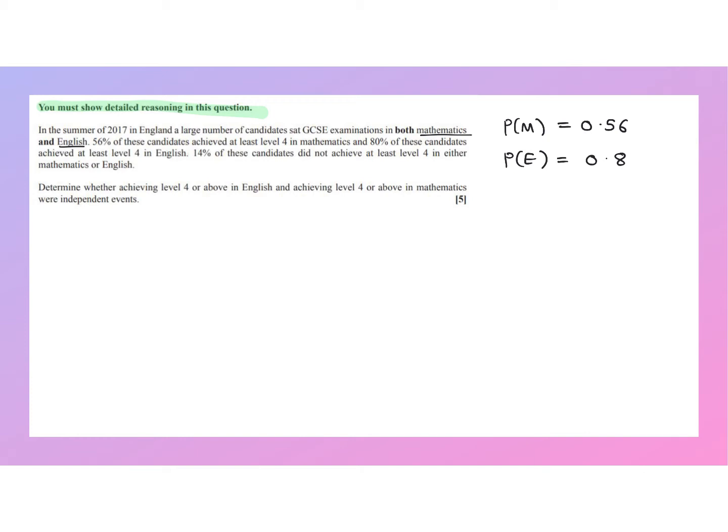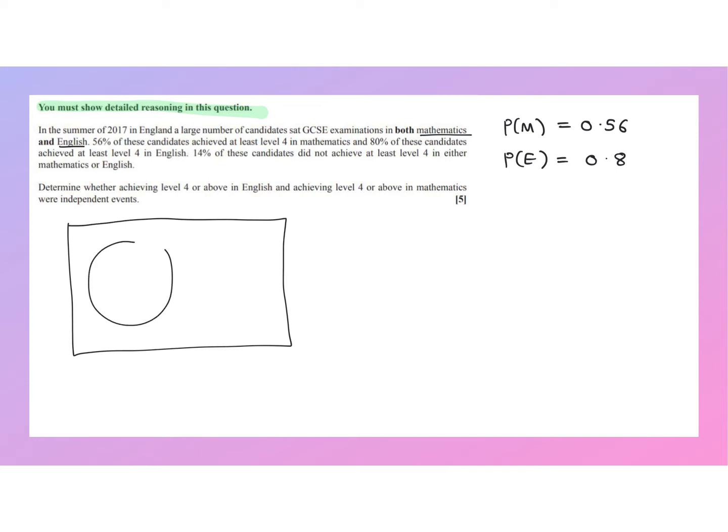So, if I were to draw this on a Venn diagram, which I think is a good way to represent the events, this circle represents all the candidates who got a level 4 or above in English. This circle represents all the candidates who got a level 4 or above in maths. And we know that 14% did not achieve level 4 or above in maths or English, so that 14% will be over here. We can write that as a probability, we can write that as a percentage, it doesn't really matter.